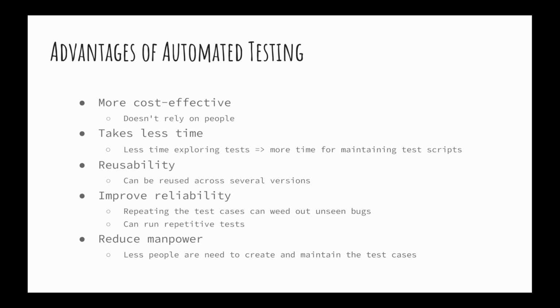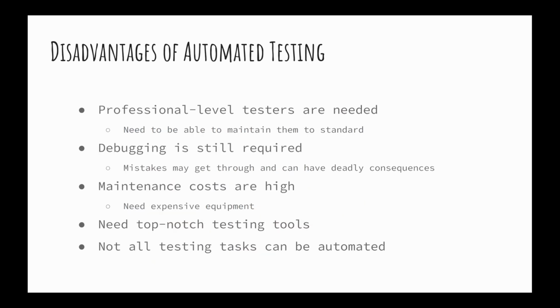It also improves reliability. You can repeat the test cases and weed out unseen bugs. Automated testing makes it easier to do repetitive tests in a higher frequency than if a human tester was doing it. And so some of these bugs may go unseen if a human tester was doing them instead. And it reduces manpower. Like I said earlier, less people are needed to create and maintain these test cases.